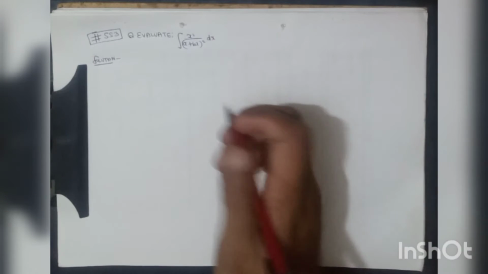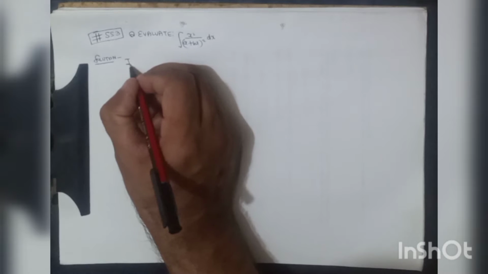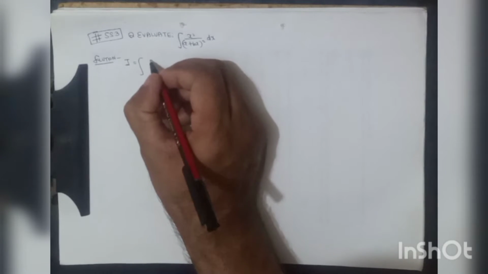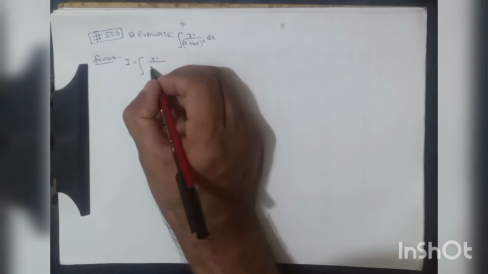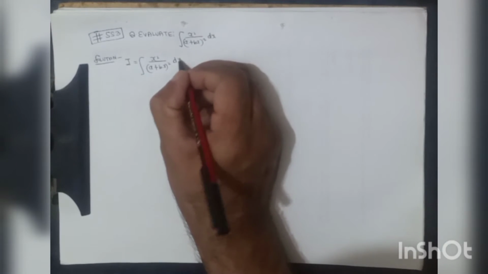Hello, it is a question related to integral calculus. We have to evaluate a given integration. Let it be equal to I. Let I is equal to integration x square divided by (a plus bx) whole square dx.